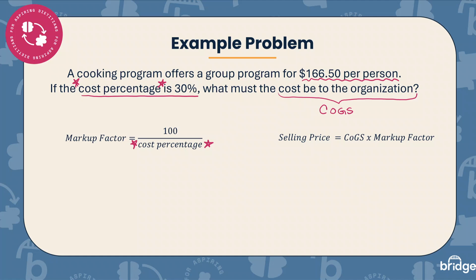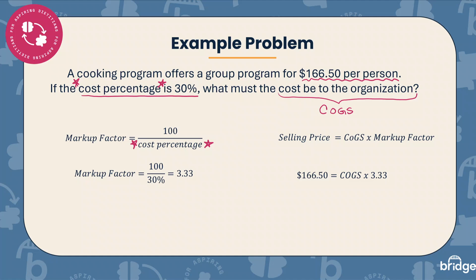But in this problem, whatever cost we care about impacting our price, it's making up 30% of the final price. So to find our markup factor, we're going to take 100 and divide it by 30%, which gives us 3.33. We can then use that markup factor as well as the selling price to try to figure out the cost of goods sold. And this just becomes an algebra problem because selling price, $166.50, is equal to the cost of goods sold, which is unknown, multiplied by our 3.33.